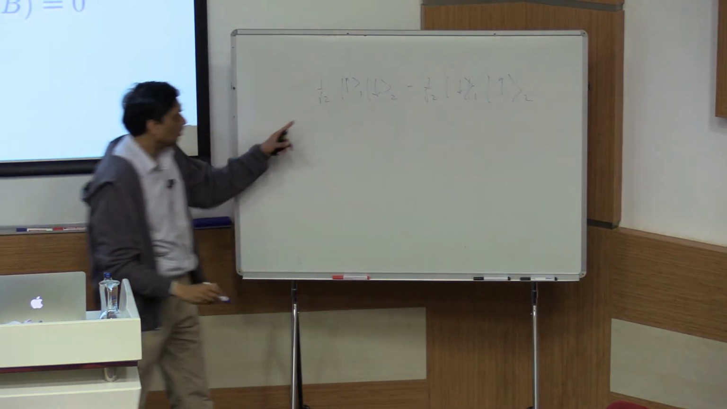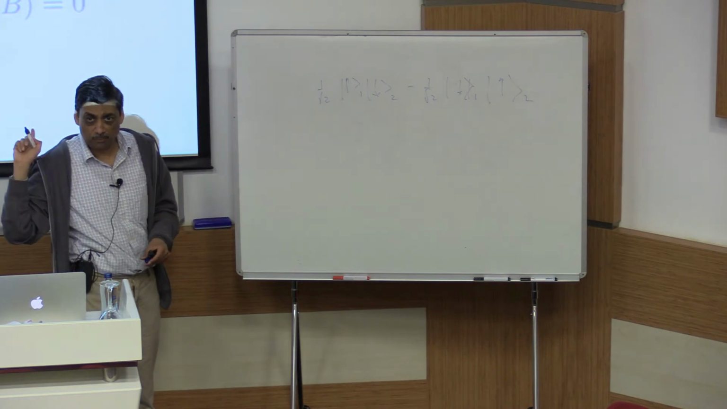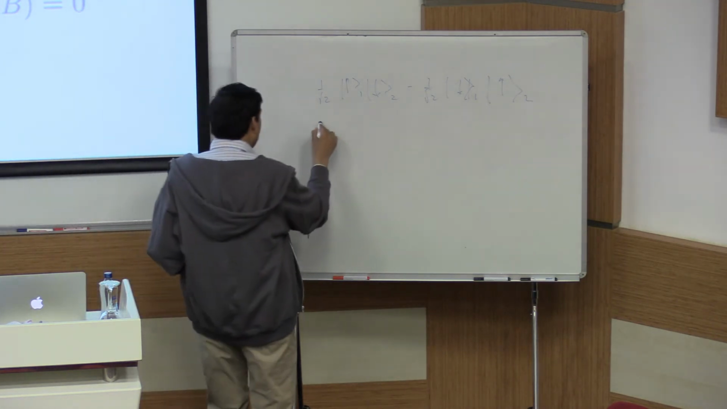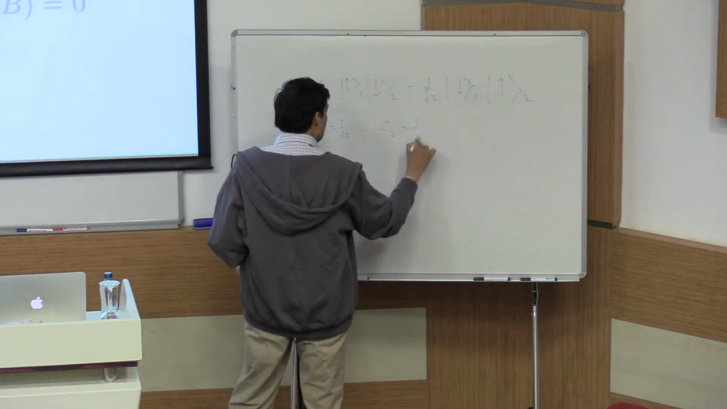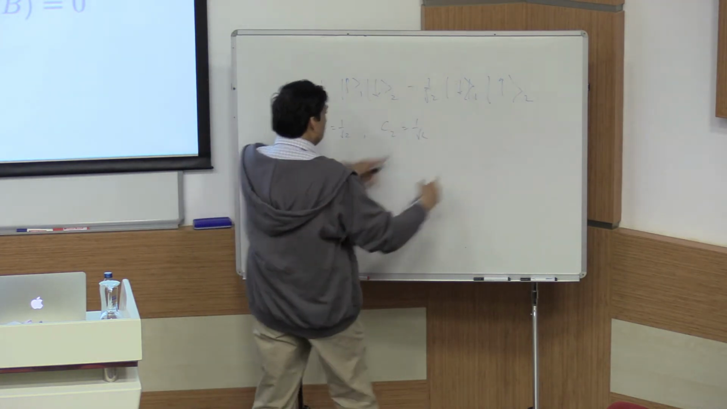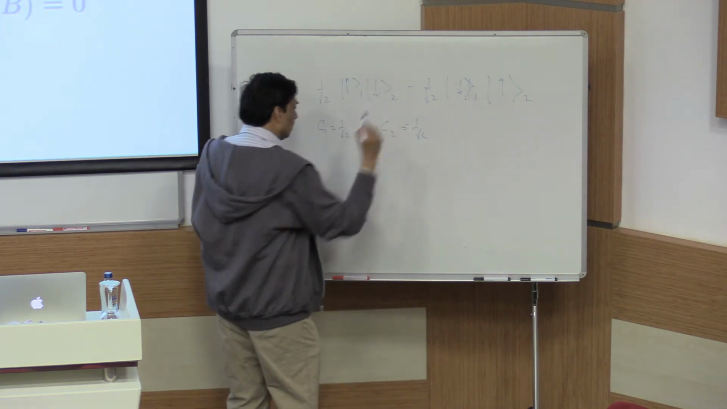Now you can see there are two terms in the sum, so the capital M is 2. The C1 is 1 by root 2, and C2 is minus 1 by root 2. Right? Psi1 times chi1 plus psi2 times chi2.